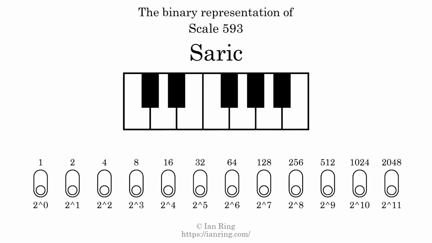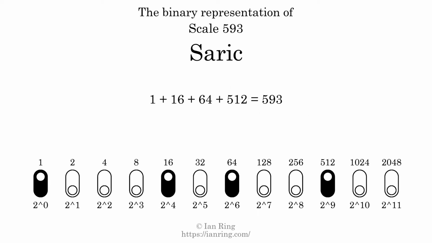The binary representation of this scale is determined by mapping tones of the scale to binary digits. Each binary digit represents a power of 2. To get the scale number, we add the powers of 2 together. The powers of 2 that are present in the scale, all added together, equals 593. That is why the scale number, in decimal, is 593.